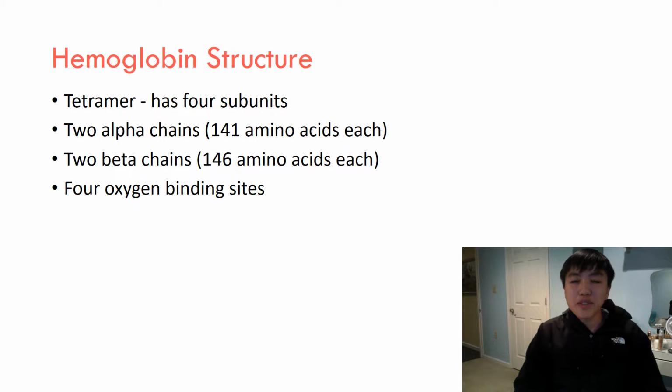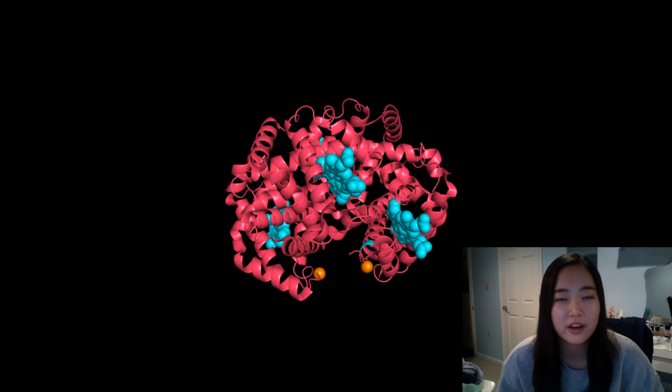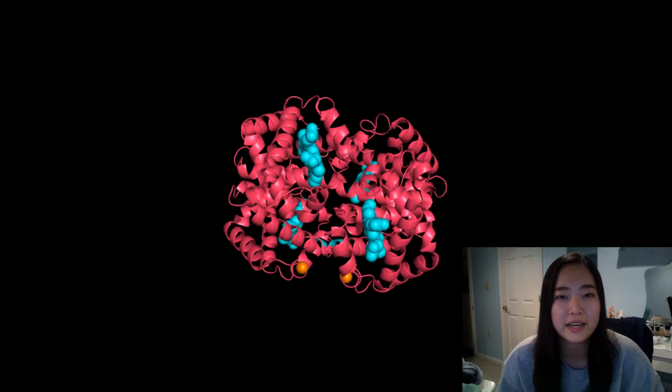So let's talk about the structure of hemoglobin. Hemoglobin is a tetramer, meaning that it has 4 subunits. 2 of the subunits are alpha chains, which have 141 amino acids each, and then the other 2 subunits are beta chains, which have 146 amino acids each. And so there are 4 oxygen binding sites, with 1 oxygen binding site per subunit. In the video you see now, the 4 cyan-colored areas are the 4 binding groups.